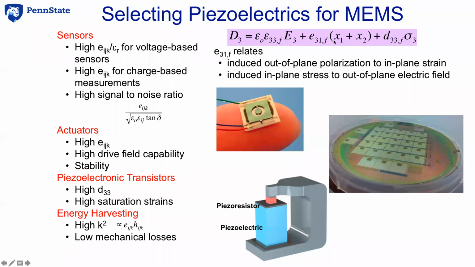So we tend to make benders out of these devices. And for a bender, the key piezoelectric coefficient is the e31,f coefficient, which relates the in-plane strain to the out-of-plane dielectric displacement, or we can also relate the out-of-plane electric field that I apply to the generated in-plane stress that acts to bend the structure. And in a sensor, the key figure of merit for a voltage-based sensor is this e31,f coefficient divided by the relative permittivity. If we use a charge-based sensor, it's simply e31,f.